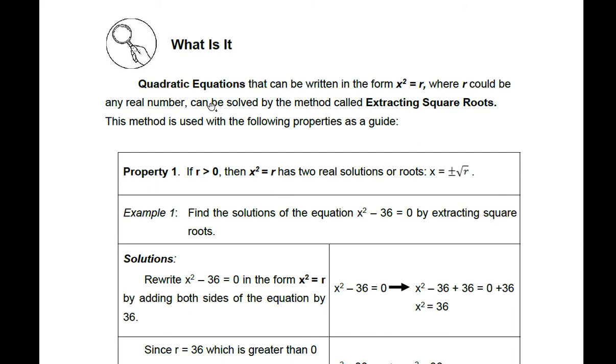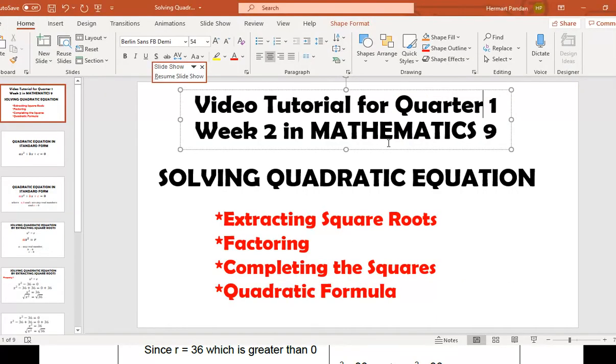Quadratic equations that can be written in the form x squared equals r, where r could be any real number, can be solved by the method called extracting square roots. This method is used with the following properties as a guide. Bago natin ito tatalakayin, gusto ko lang ibigay muna ito sa inyo.